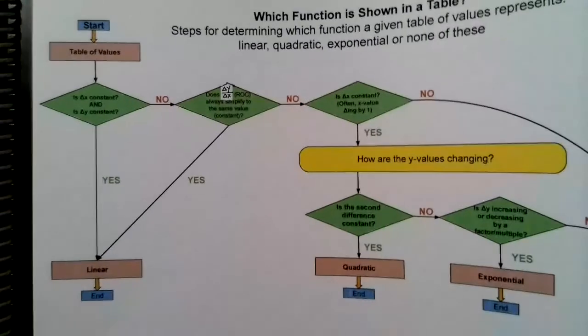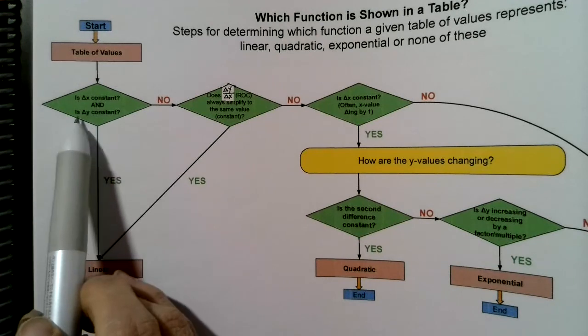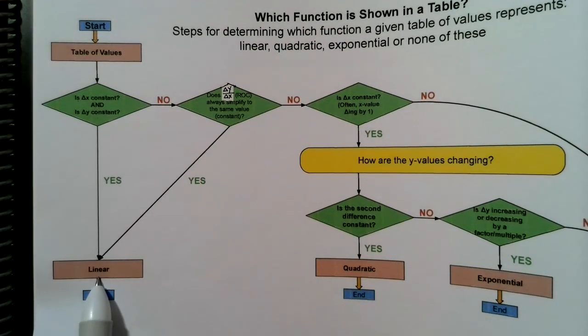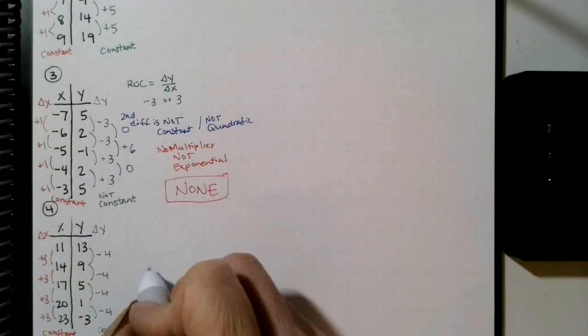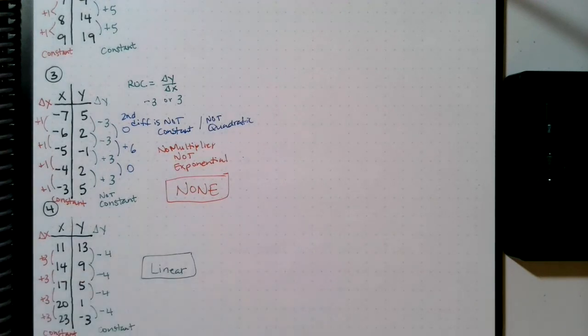So if I look at my flow chart, is the change in X constant? That was a yes. Is the change in Y constant? That was a yes. I know right away, I don't need to do anything else. This is linear. And that is what that function is.